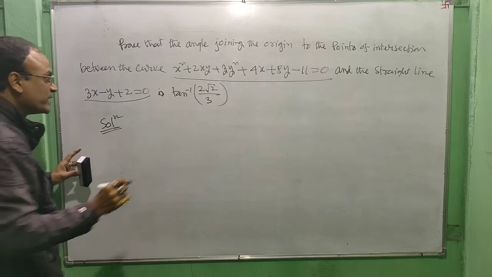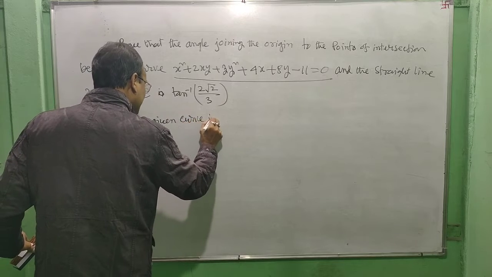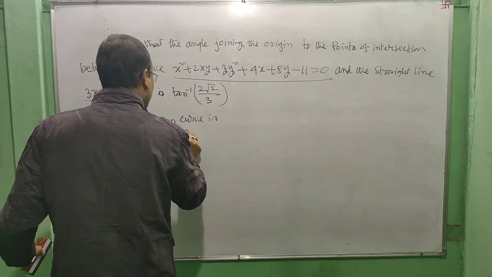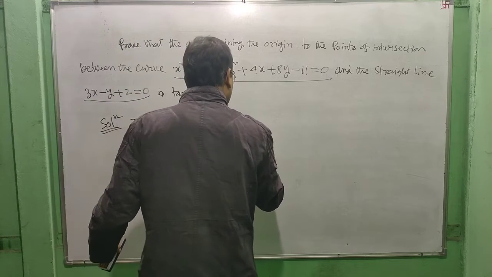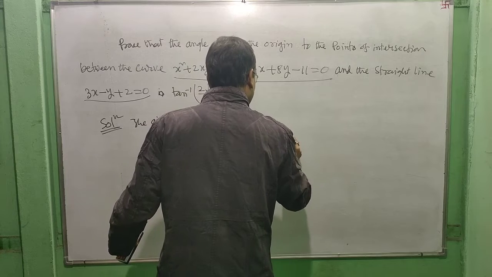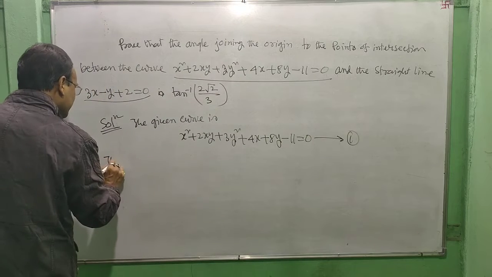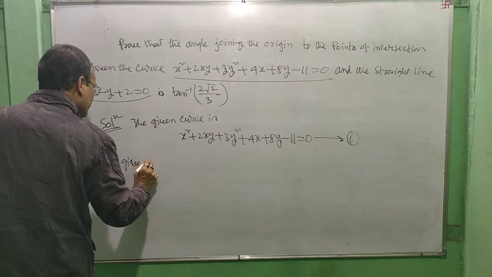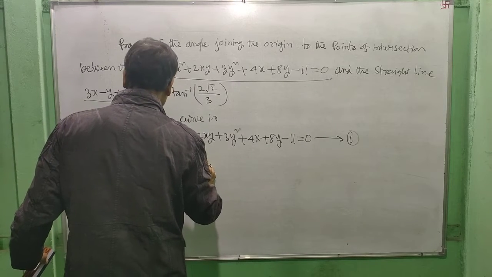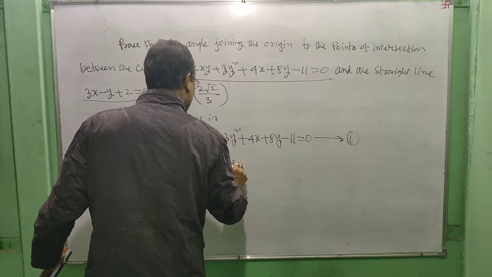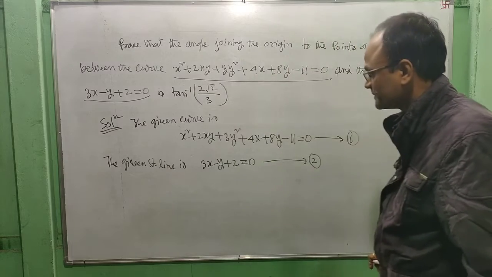We solve this problem in this way. The given curve is x square plus twice xy plus thrice y square plus 4x plus 8y minus 11 equal to 0. The given straight line is thrice x minus y plus 2 equal to 0.